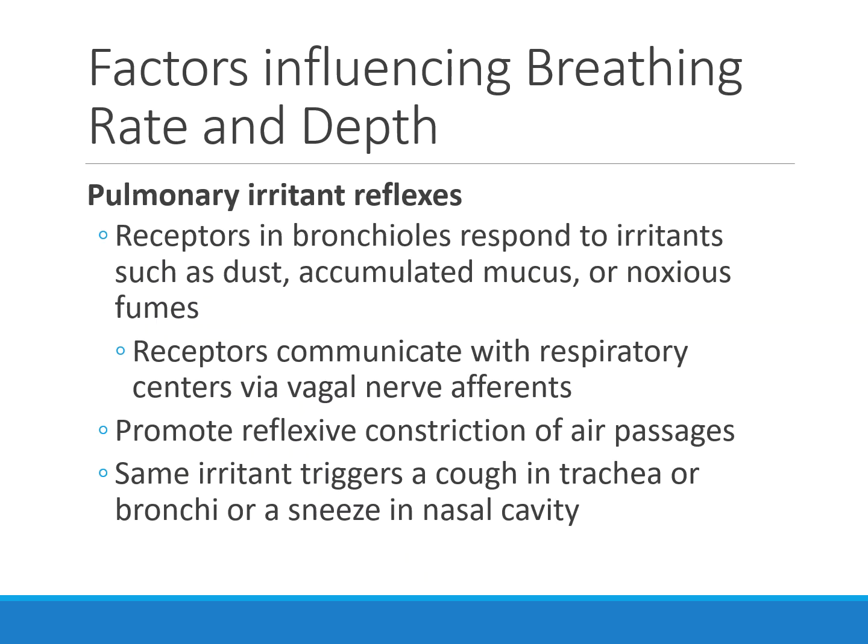Pulmonary irritant reflexes, these are receptors that are found in the bronchioles that respond to irritants that shouldn't be in there. They should have been filtered out already, like dust and accumulated mucus and any type of fumes. Receptors communicate with the respiratory centers via the vagal nerve afferents, and this promotes a reflexive constriction of the air passages. So basically it knows something bad is trying to get in, and it reflexively constricts those airway passages. That same irritant triggers a cough in the trachea or the bronchi, or a sneeze in the nasal cavity, trying to get it out.